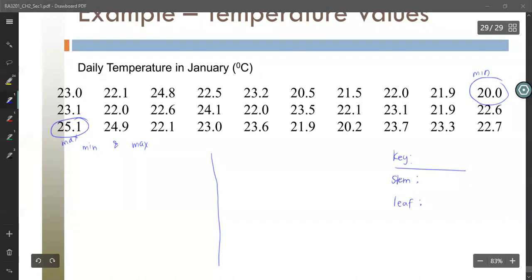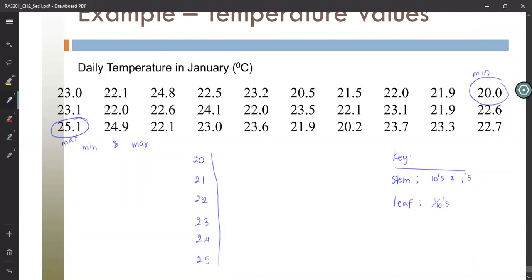Okay, so what are the stems and the leaves? You can go up to 20 to 25. So your stems will be tenths and ones. The leaves will be one over tenths, right? So you have 20, 21, 22, 23, 24, and 25.